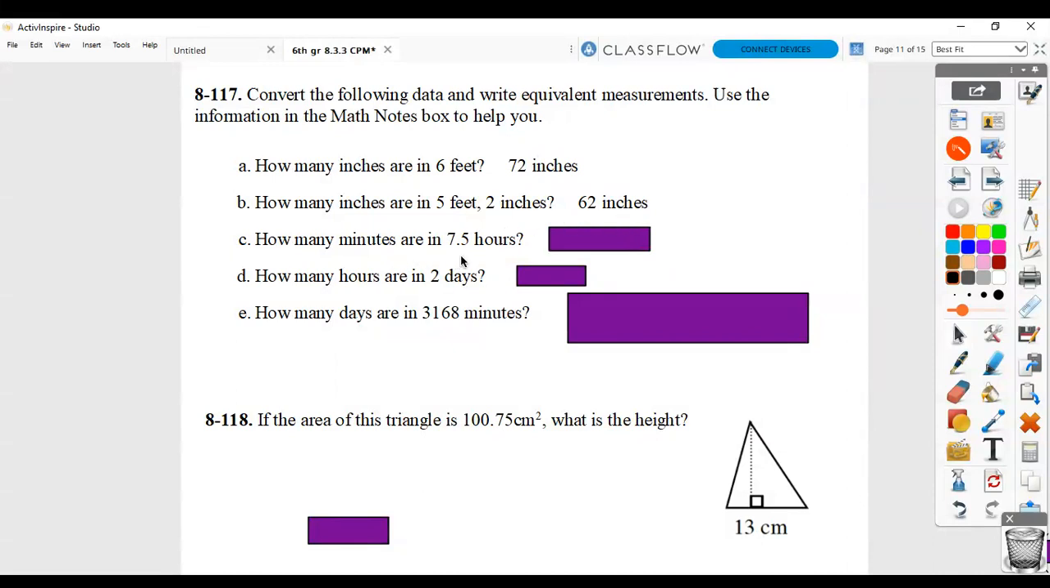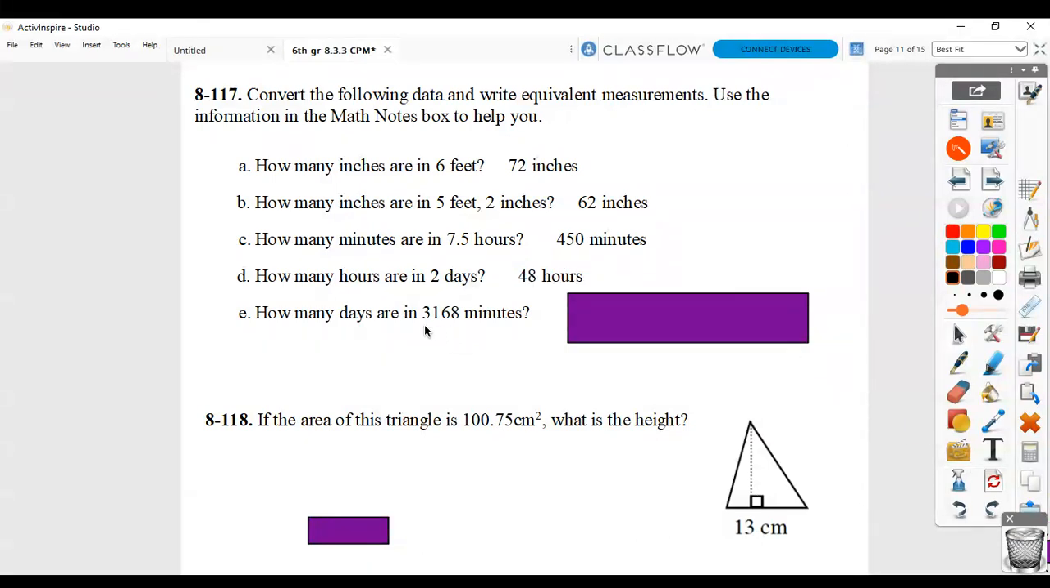How many minutes are there in 7.5 hours, or 7 and 5/10 hours? 60 minutes in an hour. 7.5 times 60 would give you 450 minutes. How many hours are in 2 days? Well, we know that each day has 24 hours. So 24 hours times 2 days would be 48 hours.